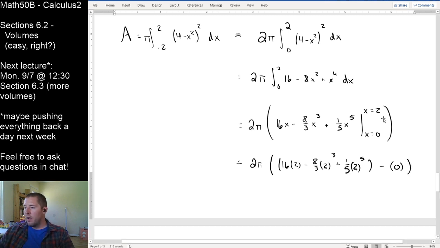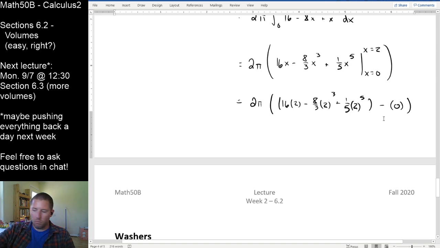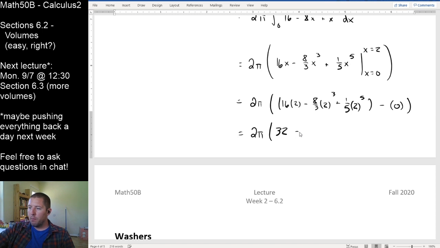So now we just have a little bit of crappy math to do. So 2 pi, what do we got here? I got a 32 minus, that's 8 times 8 is 64 thirds, plus 2 to the 5th is 32, so 32 fifths. Man, I wish we were getting common numerators instead. That'd be a lot easier here. So you can see that we're going to get a common denominator of 15.